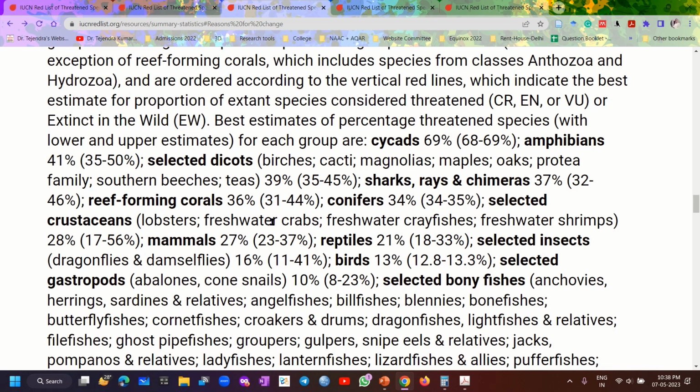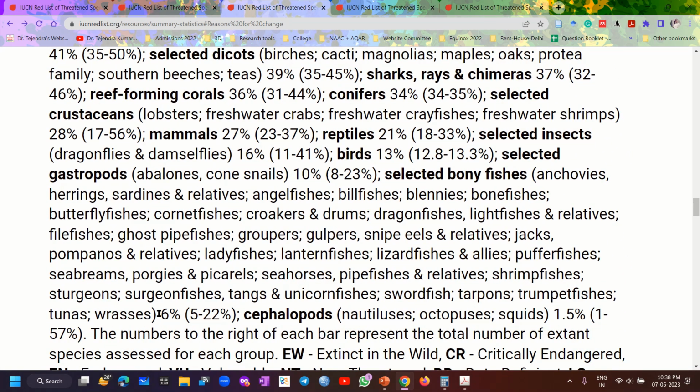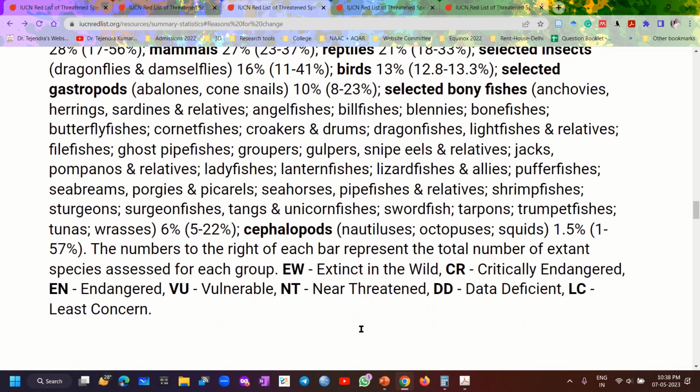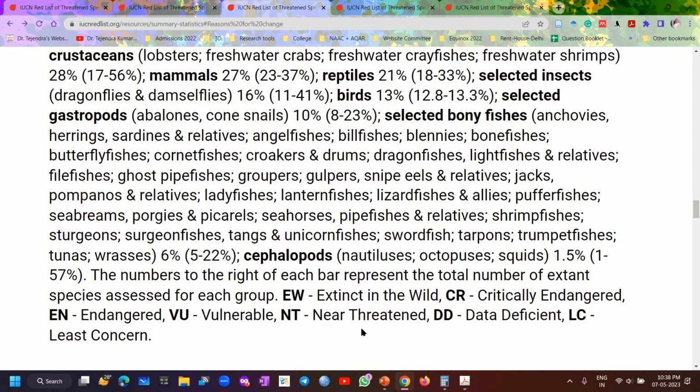Selected crustaceans like the lobster, freshwater crayfishes, freshwater shrimps, these are 28%. Mammals 27%. Reptiles 21%. Selected insects like the dragonfly and damselfly, these are 16%. Birds 13%. Selected gastropods like the abalones and conches, these are 10%. And selected monocots, okay, so these selected groups are 6%. Cephalopods are 1.5%. So the number to the right of each bar is the percentage based on the total number of extant species assessed for each group.